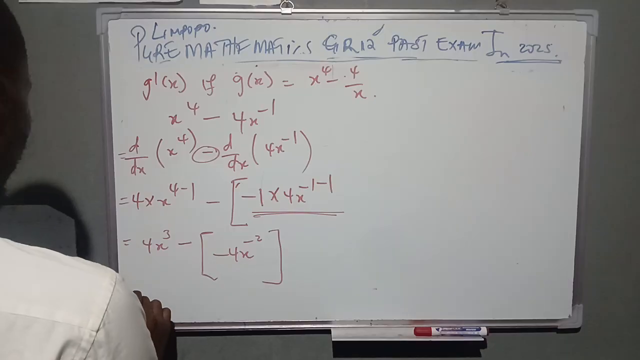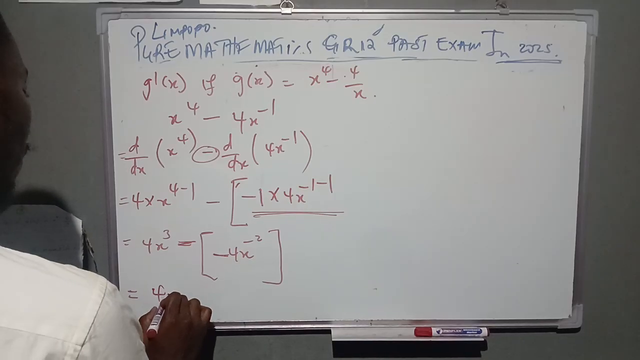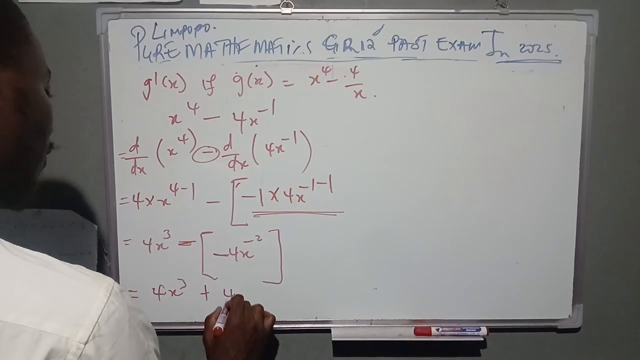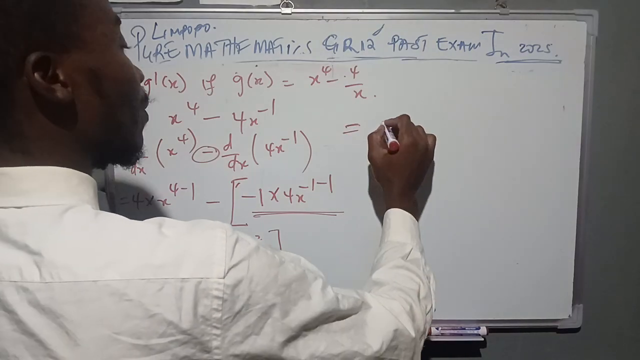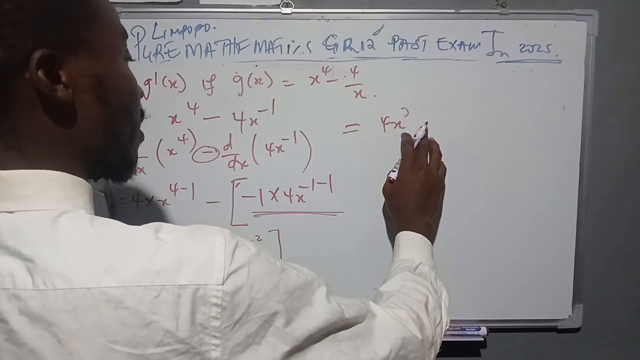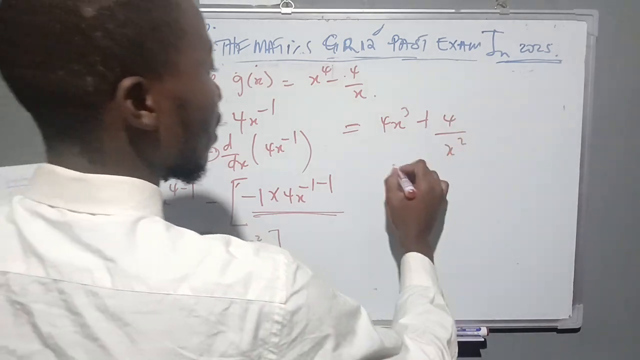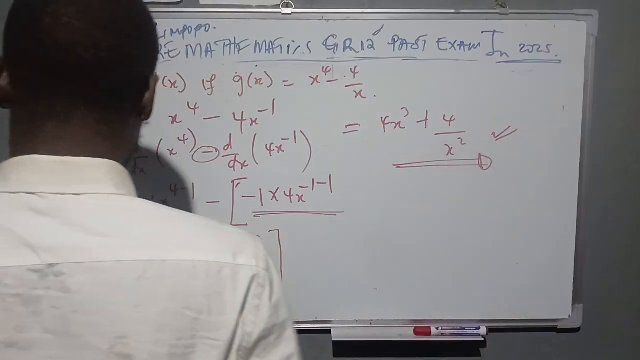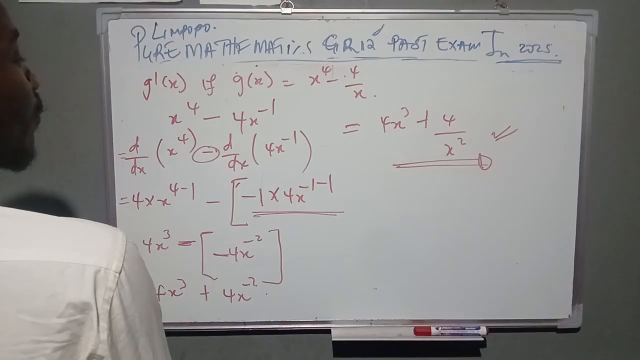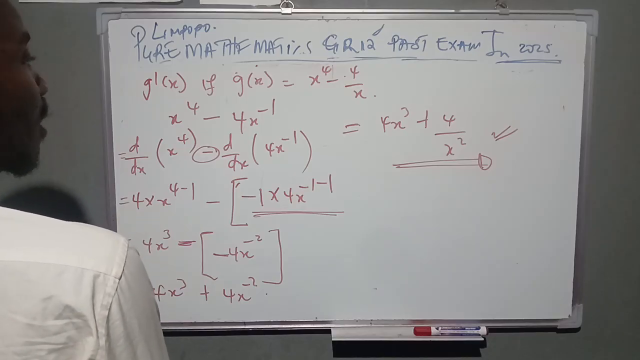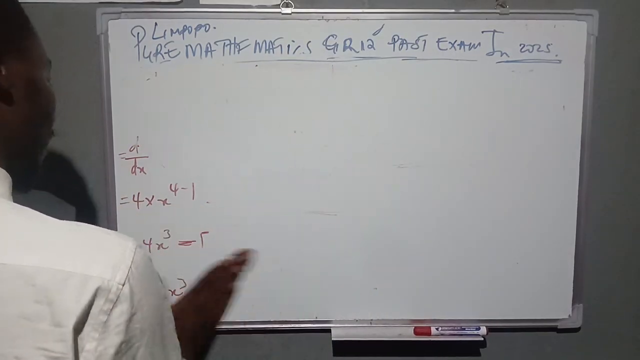That means now this is equal to, so our minus and the minus gives us a plus, so we can say 4x to the power 3 plus 4x to the power negative 2, which is equal to 4x to the power 3, right, plus 4 over x to the power 2. That will be the final solution for that expression where we are looking for g prime x if g of x equals that.